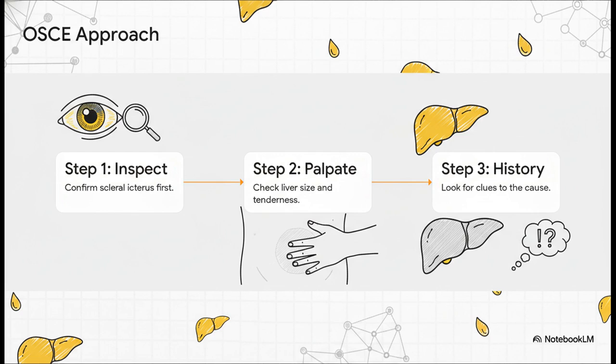So first up is inspection, and you need to be very deliberate. You're going to say out loud that you are confirming scleral icterus. Why? Because that is the earliest and most specific sign of jaundice. Only after you've nailed that do you move on to things like palpating the liver and taking a history.